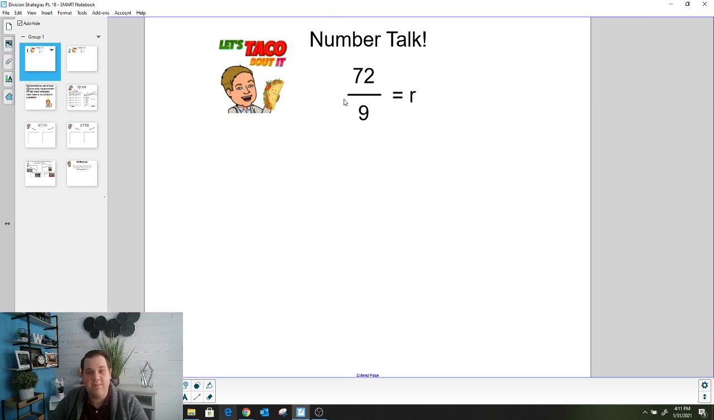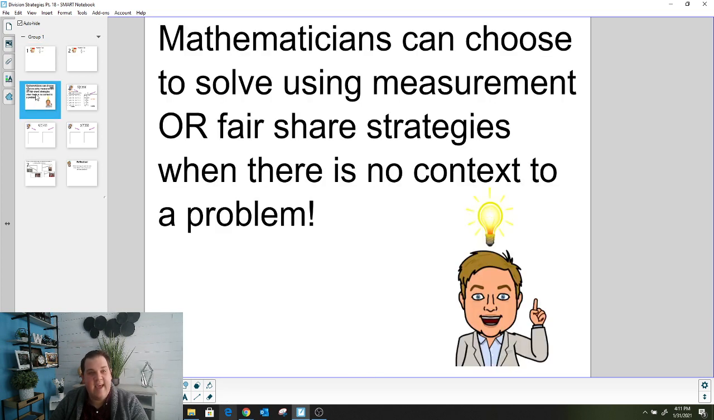You just finished number talk, which I'm so excited to see how you solved today, but we are now ready for mini lesson. And for mini lesson, we're going to talk about how mathematicians can choose to solve using measurement or fair share strategies when there is a no context problem. So we're going to look at an example first.